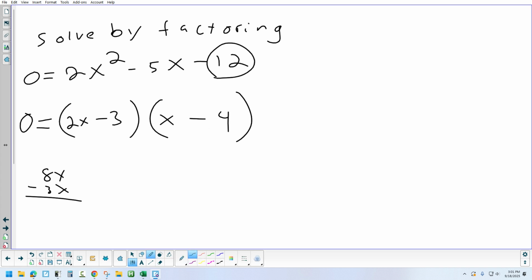All right, so that's a minus 4. That's going to be a plus 3. Now if you check it, it's negative 8x, and that's a plus 3x. And negative 8x plus 3x is negative 5x. So now we factor it. Once we factor it, what do we do with each factor? Set them equal to 0.